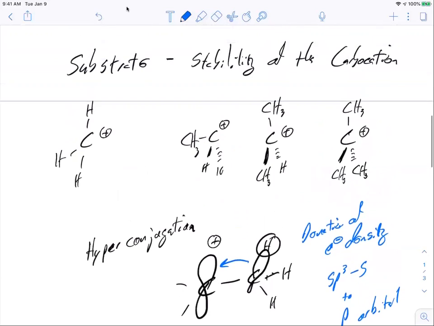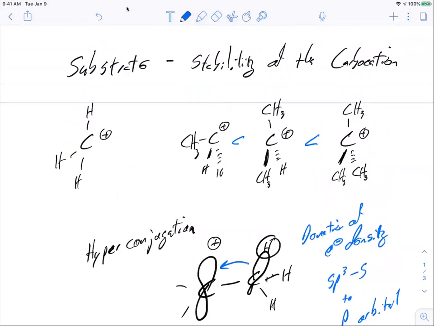So when we look at this here, this is the most stable carbocation, right? And this is the least stable. There's no hyperconjugation occurring in the methyl.